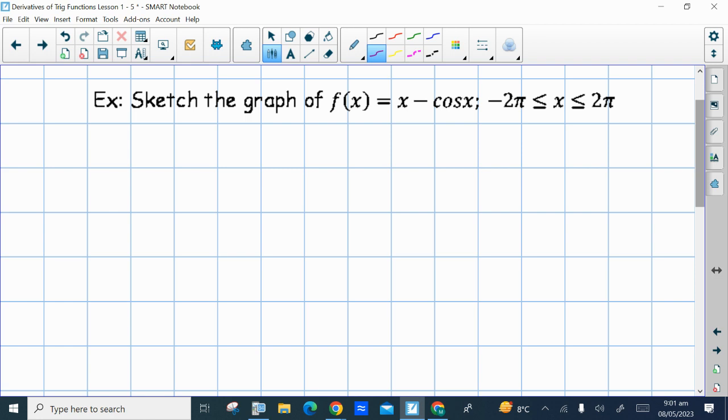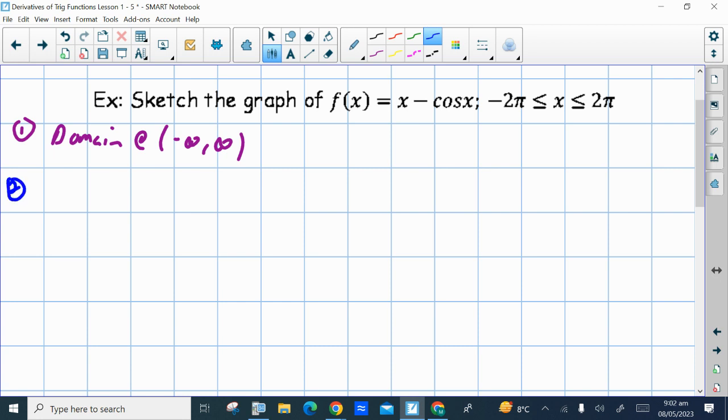The first thing is we can look at that and see that there are no restrictions on x. It's not a rational function. It's not a radical. So the domain goes from negative infinity to positive infinity. There's no restrictions on x. We often looked at that when we were sketching graphs.